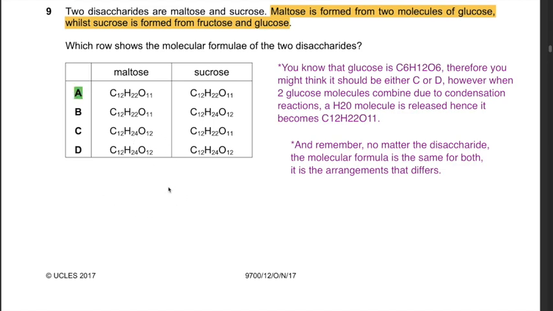Answer B is incorrect because under sucrose, they have mentioned C12H24O12, which is not possible because, as I mentioned, when two molecules combine, a water molecule is released. And if a water molecule is released, that means two hydrogens are lost. Therefore, it cannot be H24, it should be H22. And no matter the disaccharide, the molecular formula is the same for both maltose and sucrose. Thus, the answer is A.